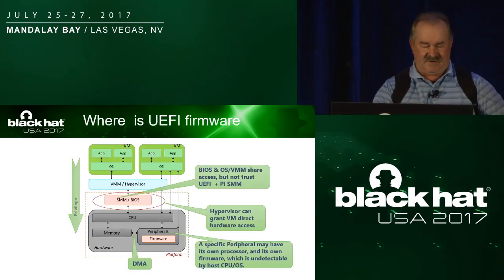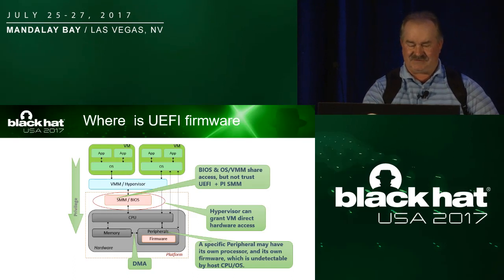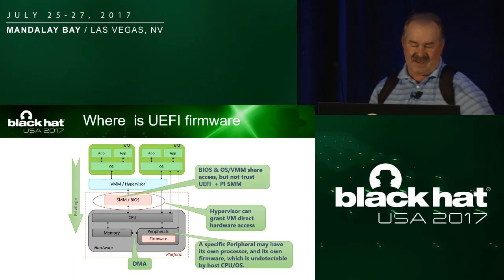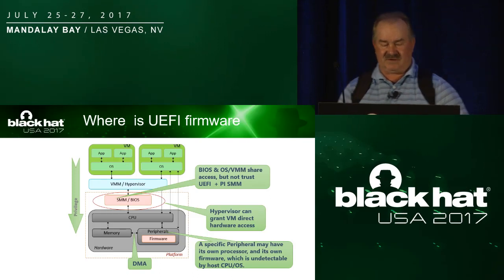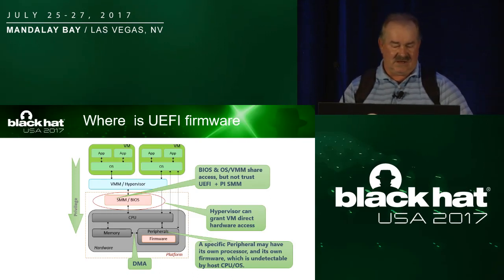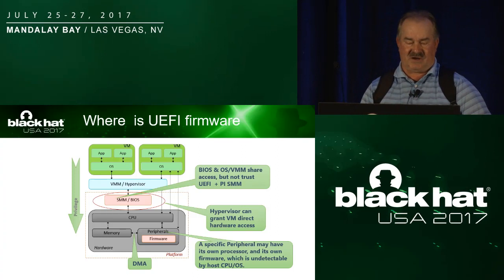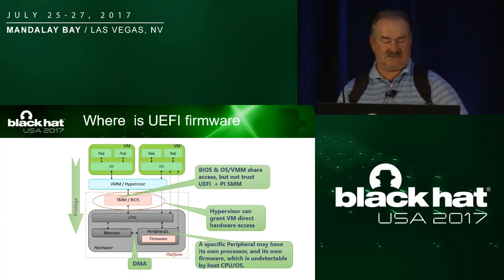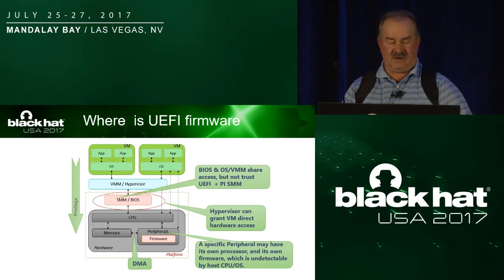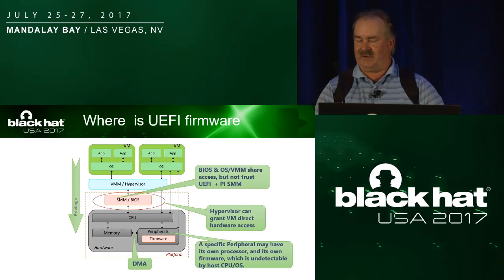So where is UEFI firmware? As you can see, it's all over. We have BIOS and OS VMM share and access, but not trust. You have UEFI PI SMM. You have the hypervisor that can grant VM direct hardware access. And a specific peripheral may have its own processor and its own firmware, which is undetectable by the host CPU OS. And then a personal favorite, DMA or direct memory access. So UEFI firmware has to deal with all of these scenarios.